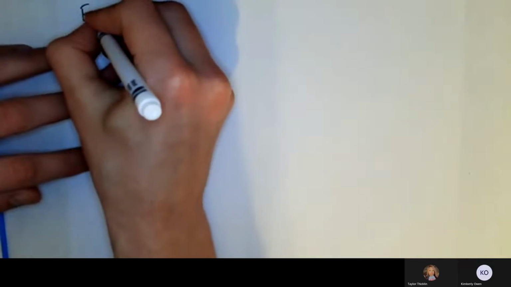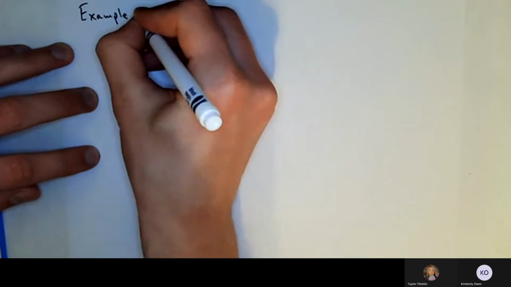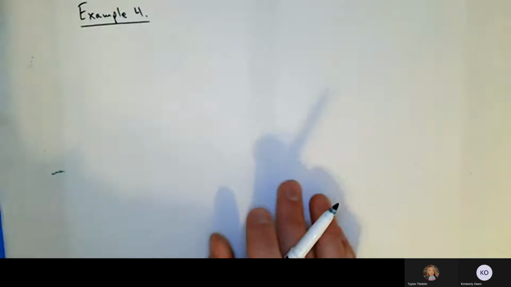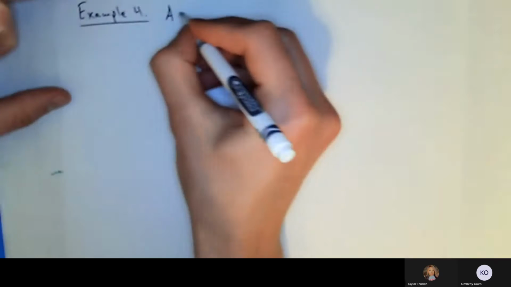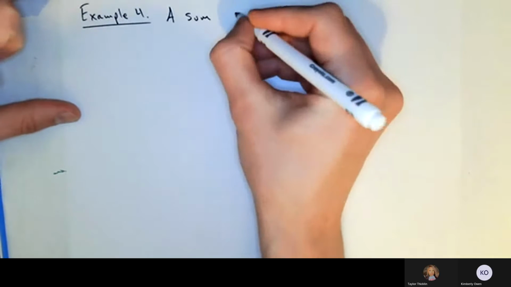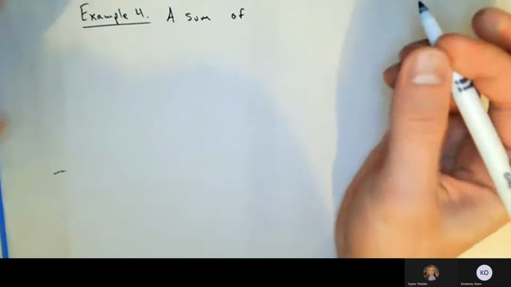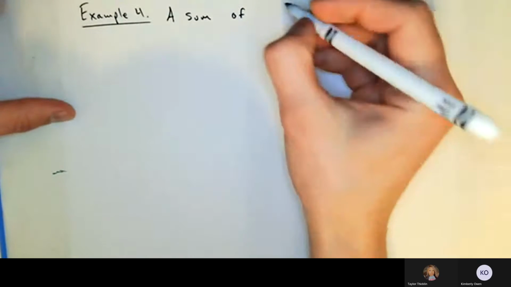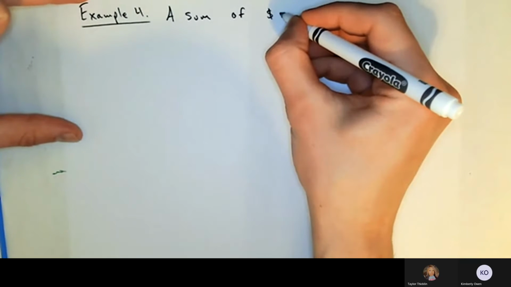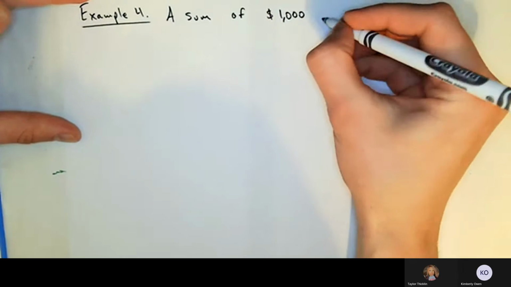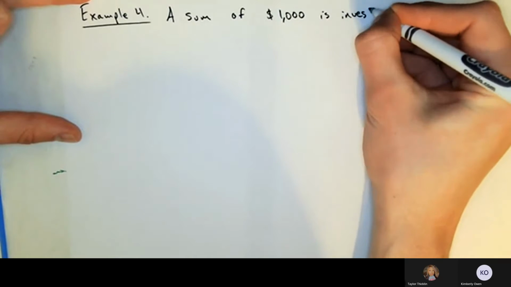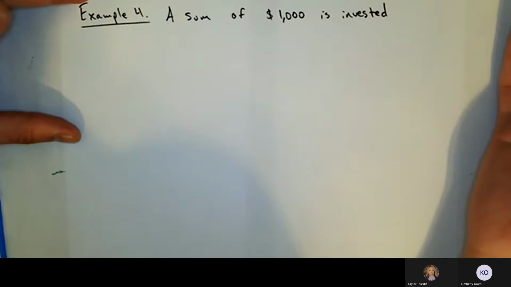Sure, let's do this one. So example 4. We learned about the continuously compounded interest formula in section 4.2, I think. And I probably posed a question like, how do we solve for time in an equation like that? Let's go ahead and run one as an example. So a sum of $1,000 is invested. The reason I posed a question like that is because it involves logarithms, right?